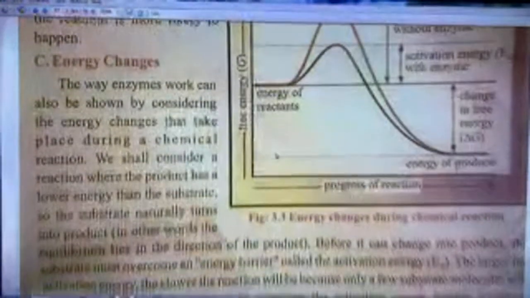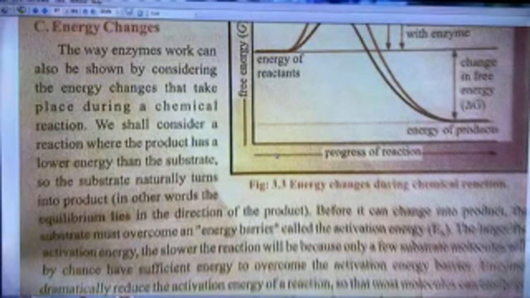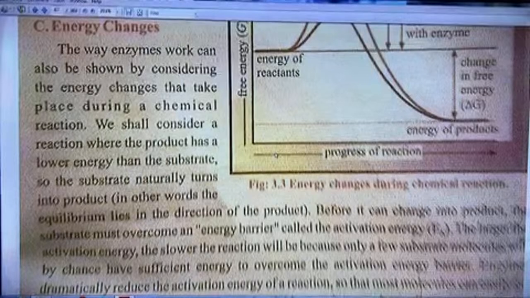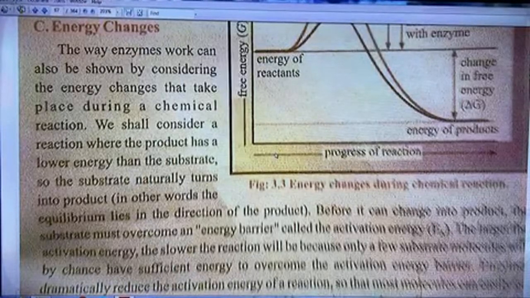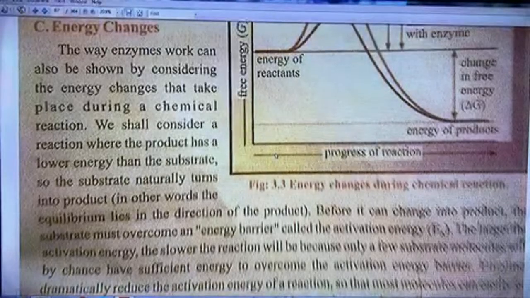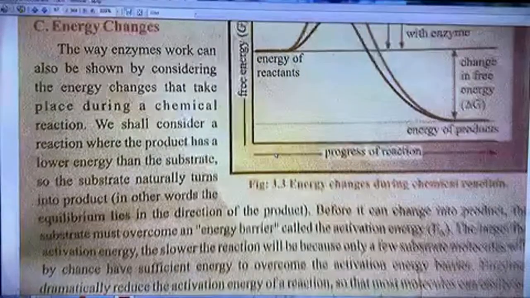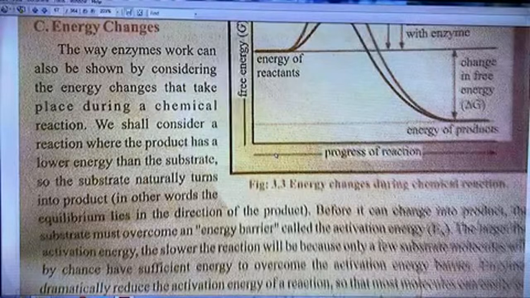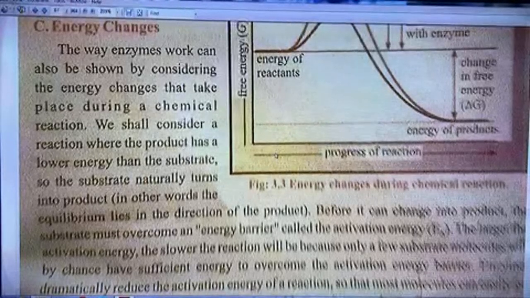Energy changes. The way enzymes work can also be shown by considering the energy changes that take place during a chemical reaction. We shall consider a reaction where the product has lower energy than the substrate. So the substrate naturally turns into product. In other words, the equilibrium lies in the direction of product.